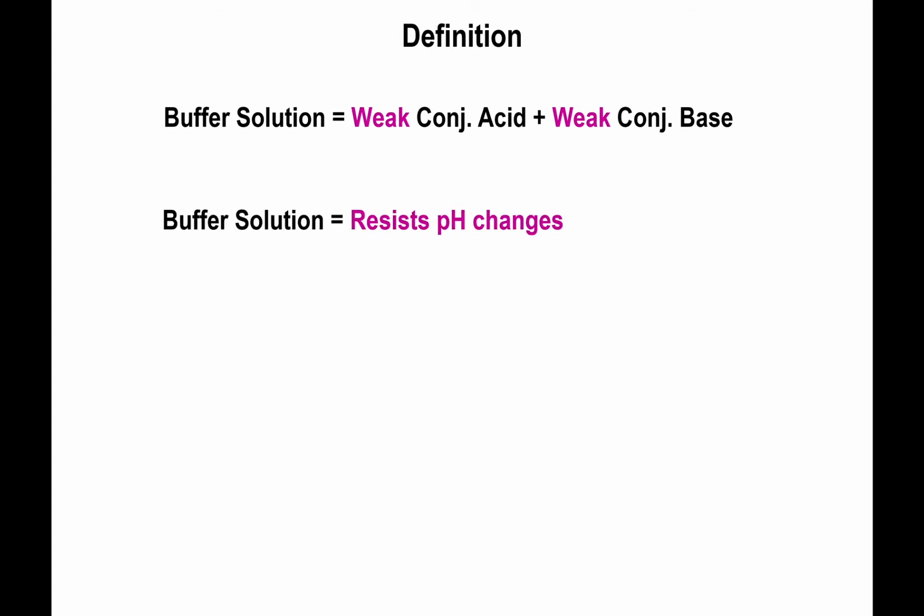Now, what's important ultimately about buffers is that they actually resist pH changes. Not to say that you cannot change the pH, but you will need to add a lot of base to increase the pH, or a lot of acid to decrease the pH. So buffers regulate the pH in a system. In essence, our bodies use buffers to keep the pH of our bodies in check.